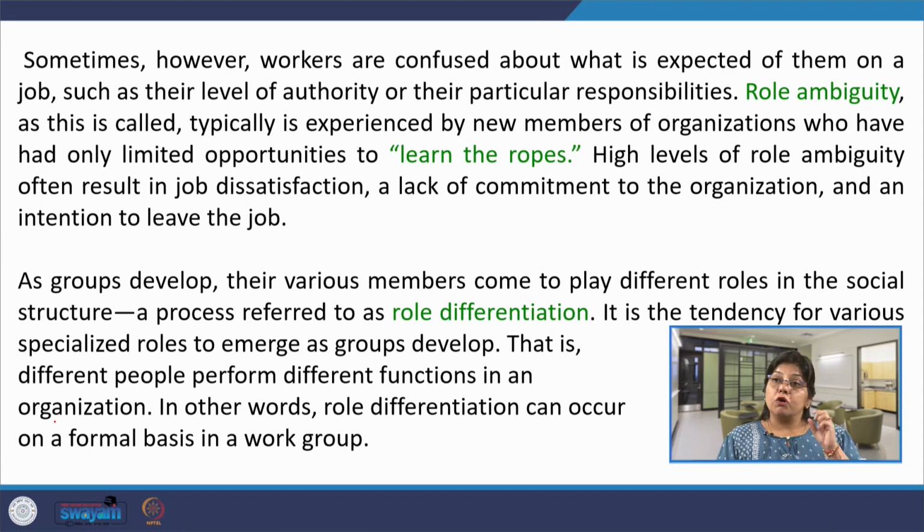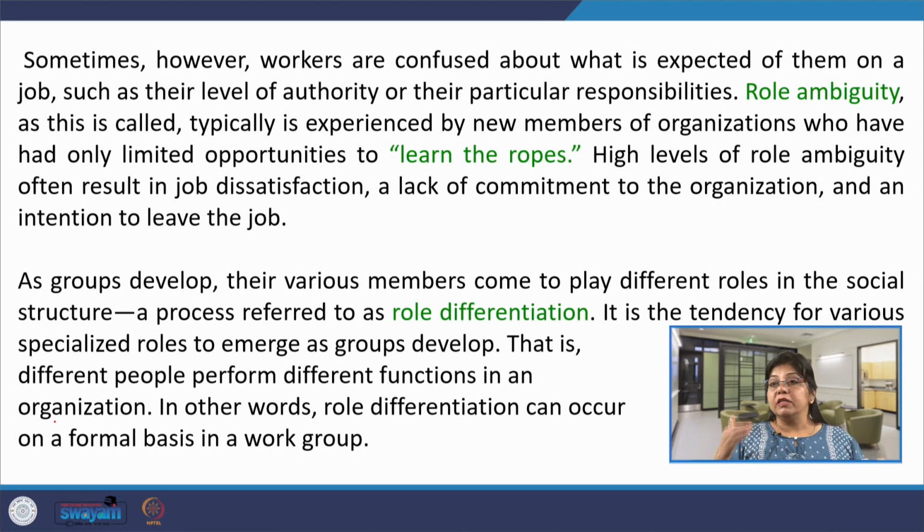Apart from that, when we are talking about role as the structural dynamics of the group, it also comprises role differentiation as another feature. What exactly is it? When the group develops and roles are being assigned, with the gradual passage of time and process, any individual has to enroll in different kinds of responsibilities. Maybe one person is not playing only one role, maybe he is playing different kinds of roles, and these roles can be social in nature, or very much task oriented, or sometimes self oriented. This process is referred to as role differentiation. It is a tendency for various specialized roles to emerge as groups develop.